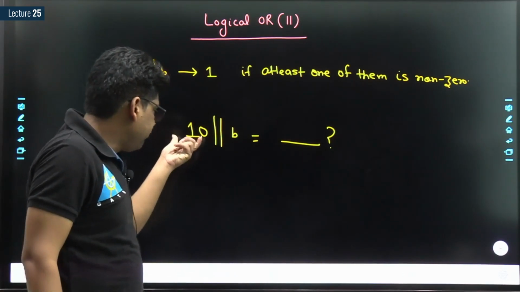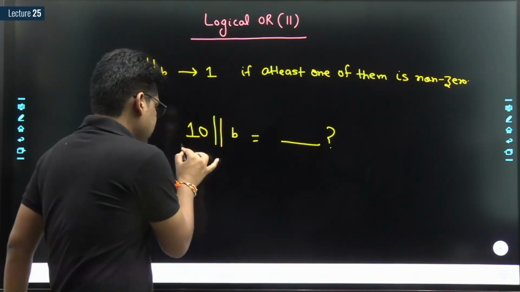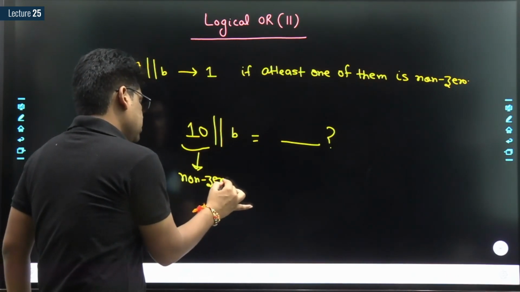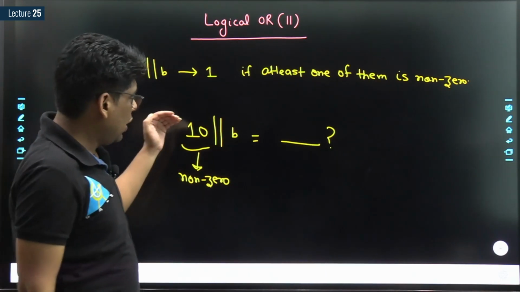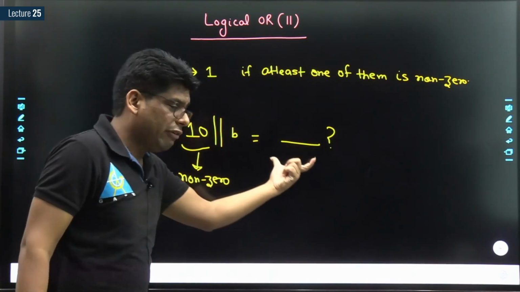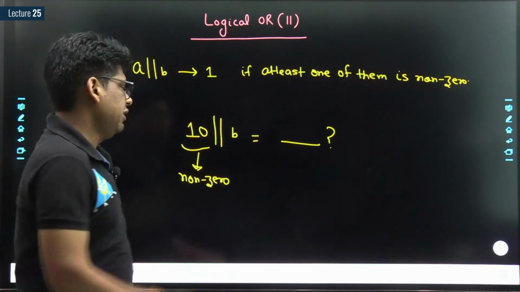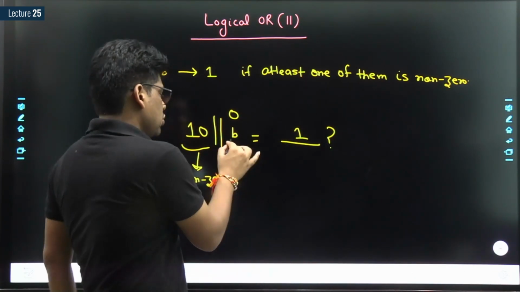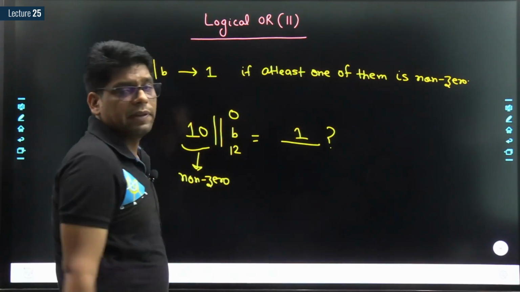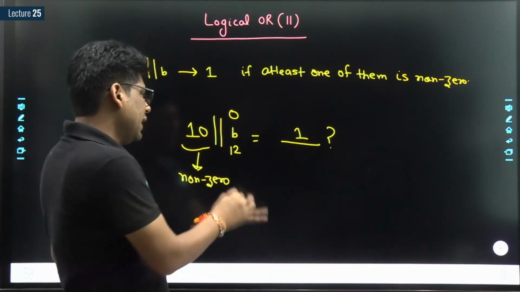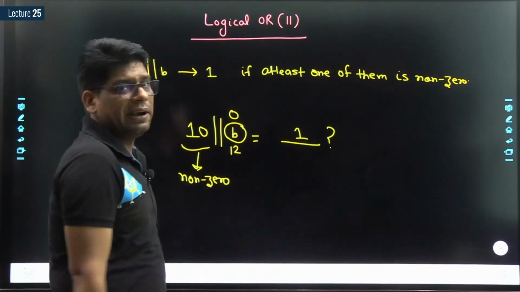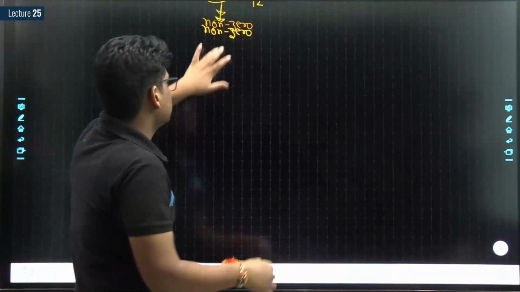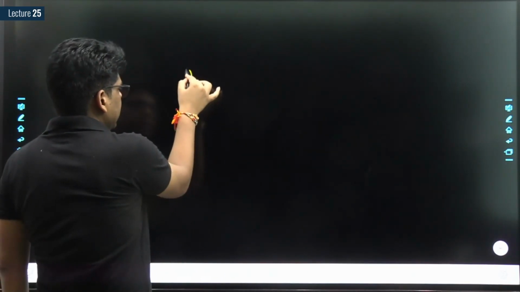Sir, if the first operand is non-zero, do I need to know the value of B to find out the answer? No, sir. Even if it is 0, the answer will still be 1. Even if it is non-zero, the answer will be 1. So, try to understand, do I need to know the value of the second operand if the first operand is non-zero? No, sir. That means, think like a compiler.